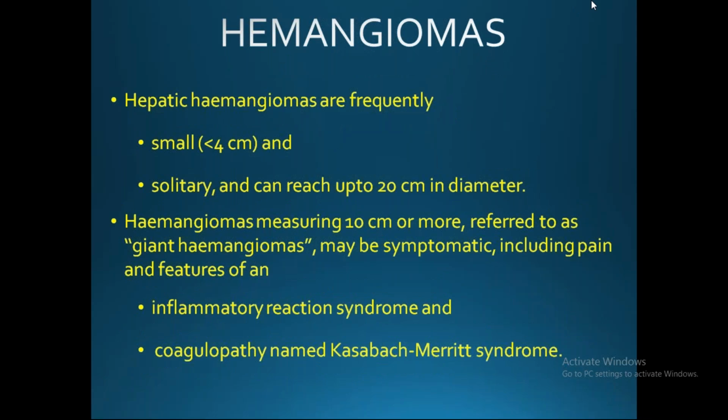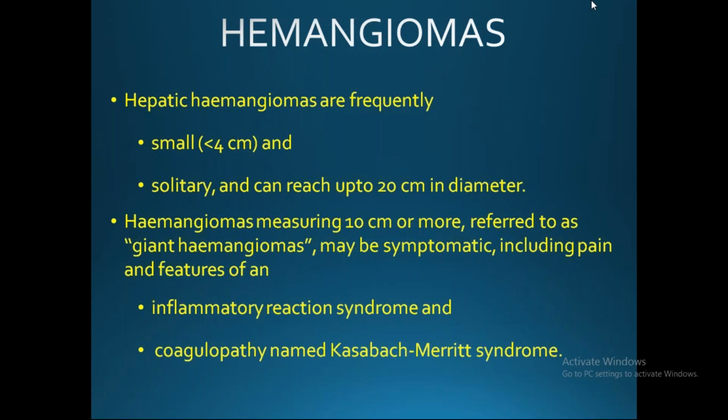So most commonly, as I said earlier, they are very small. You need not do anything for such type of hemangioma. So less than 4 centimeters, you need not worry or fret over the course of management. But when they are solitary and reach more than 4 centimeters, you should always be suspicious of it. Whether it is going to increase, you should go for follow-up scans every 6 months. If it is growing, you should plan accordingly. They can reach up to 20 or more than 20 centimeters also.